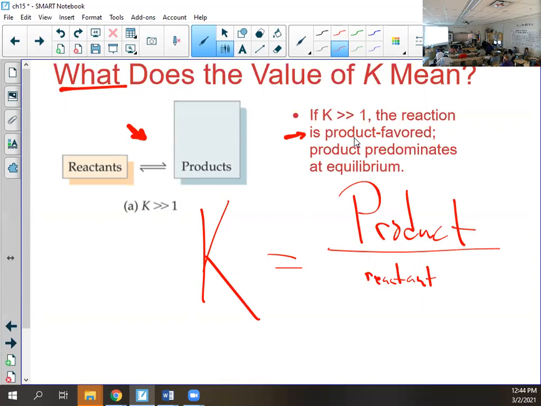Okay, here we go. This is important to your test. What does K mean? Kind of already said it, but if K is significantly larger than 1, the reaction is product favored. Kind of makes sense because to get a number that's bigger than 1, you need a big number divided by a small number, or you need a greater concentration of products than you do reactants.